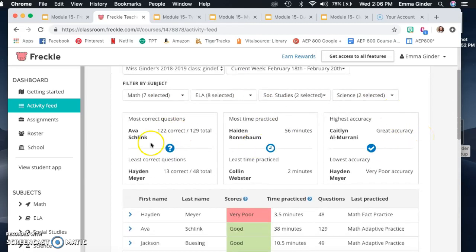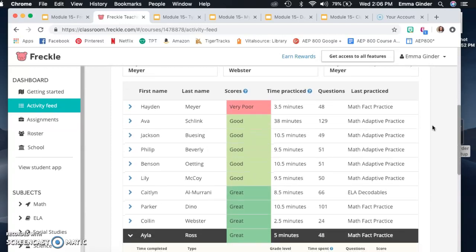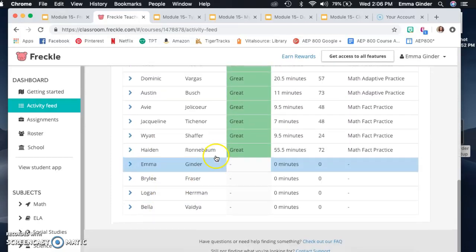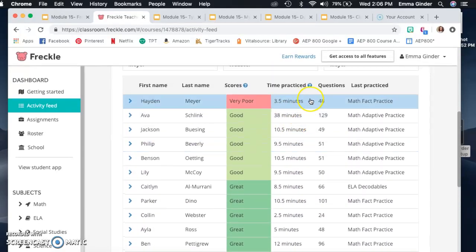Here it gives a brief overview of just who in my class worked with the highest accuracy, the most time practiced, and the most correct questions, along with the opposite of that with those lower scores. Then it gives a brief overview of each student and how their practice went, how much time they practiced, how many questions they answered, and what they were practicing.